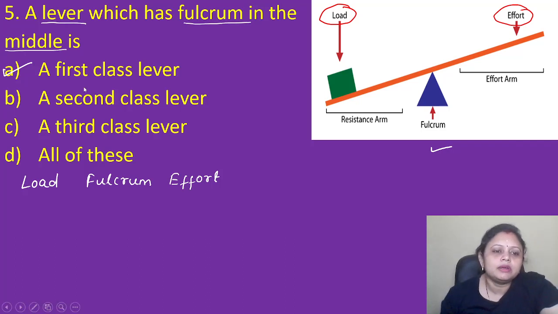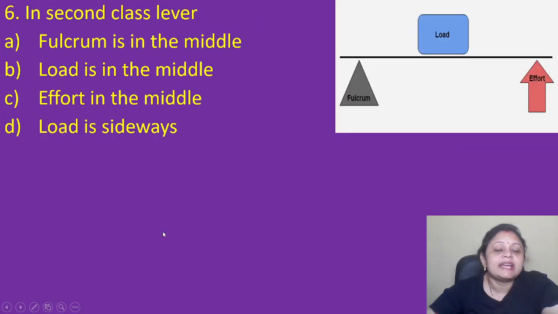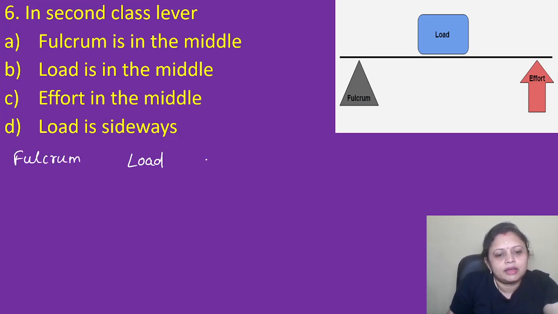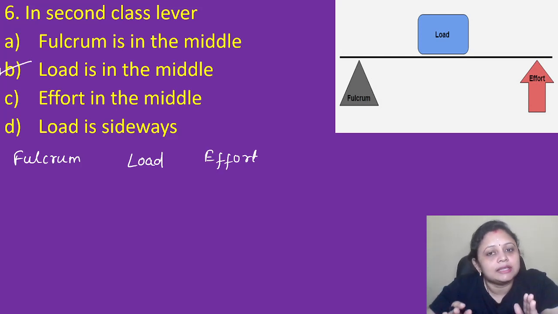Okay, coming to the next question. In second class lever, option A, fulcrum is in the middle. B, load is in the middle. C, effort is in the middle. D, load is sideways. So in the second class lever, always load is in the middle. Okay, so load is in the middle, then fulcrum on one side and effort on the other side. So in the second class lever, who is in the middle? It is the load. So option B is the correct answer, that is load is in the middle.